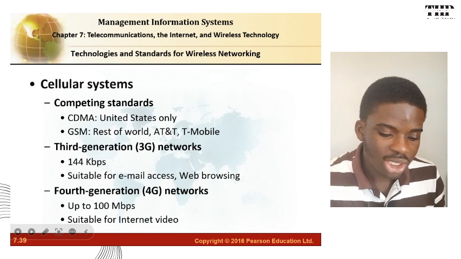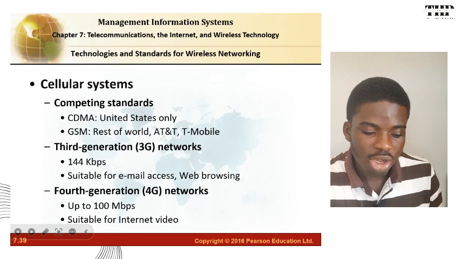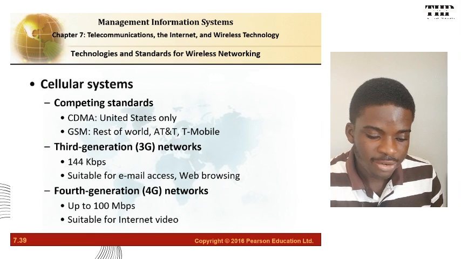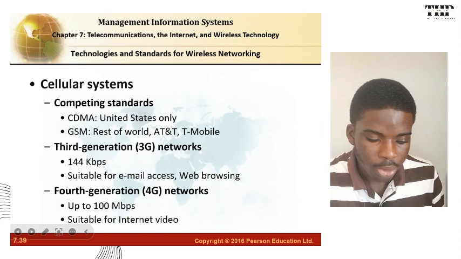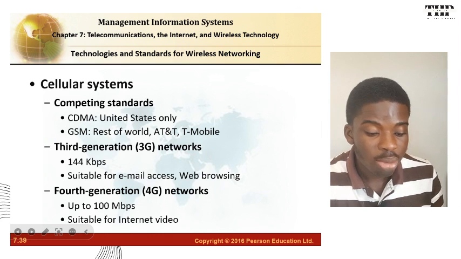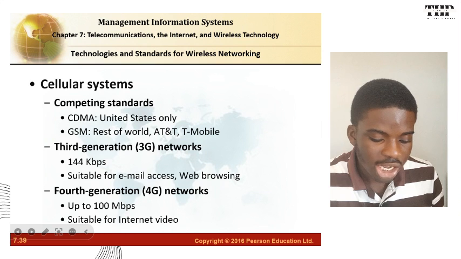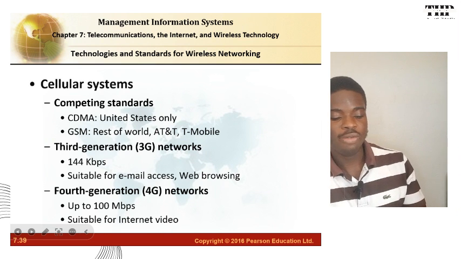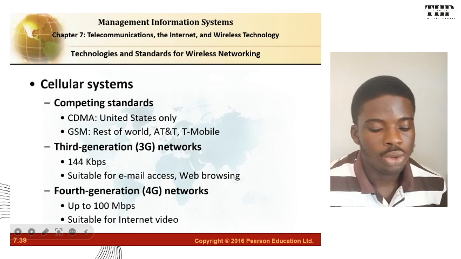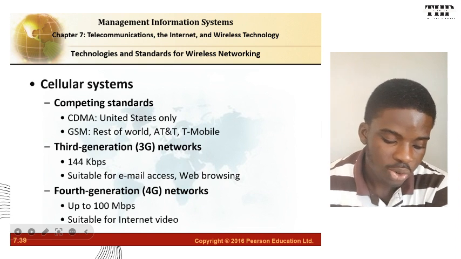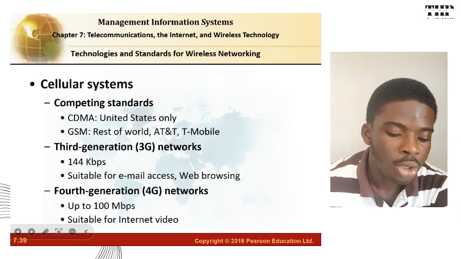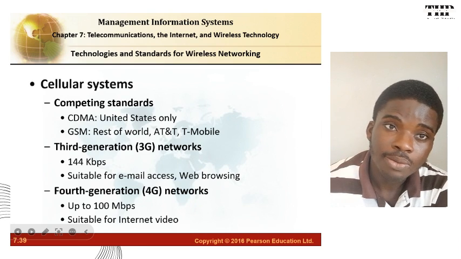Now you have third generation networks, that's 3G, and they range at 144 kilobytes per second. They are suitable for email access and web browsing. For the fourth generation networks, well, they go up to 100 megabytes per second, right? And they are suitable for internet video, right? So you play the 4G when you are using your internet, when you're watching your videos, maybe YouTube and social media and stuff. We have 4G and then 3G.